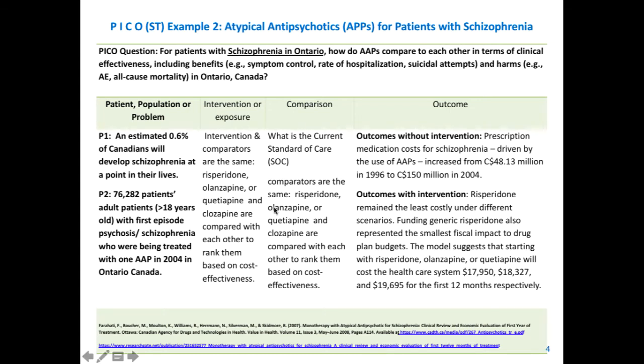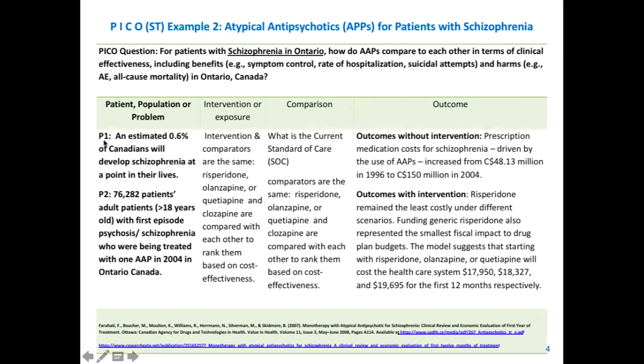The second example of PICO are the atypical antipsychotics for patients with schizophrenia. So the PICO question is for a patient with schizophrenia in Ontario, Canada. How do atypical antipsychotics compare to each other in terms of clinical effectiveness, including benefit and harms in Ontario, Canada?